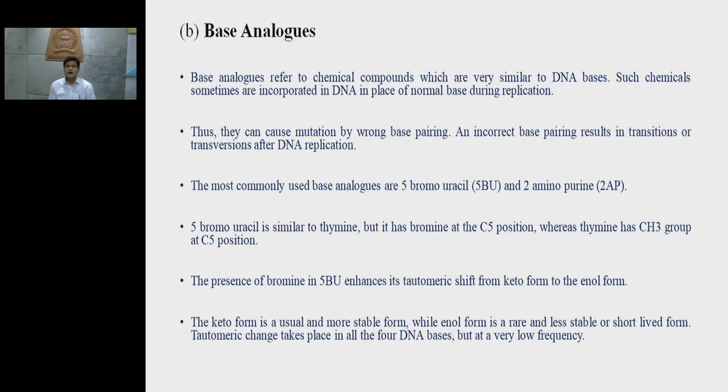The presence of 5-bromouracil enhances its tautomeric shift, that is from keto to enol form. Keto form is the usual and most stable form, while enol form is a rare and less stable form, like the amino and imino forms.